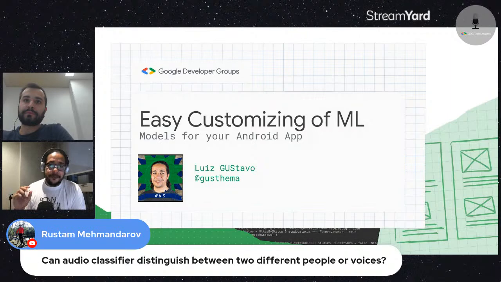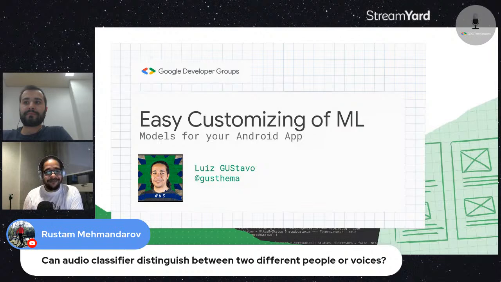Unfortunately, YAMNet is not the best model for dealing with people's speech. It can tell you that someone's speaking or crying or something like that, but it's focused on more short-term audios, right? So if it's like a shot or a bark or stuff like that, it's better for that. But you can try. If you have the data set, you can definitely do that. The problem is having the data set for this specifically.